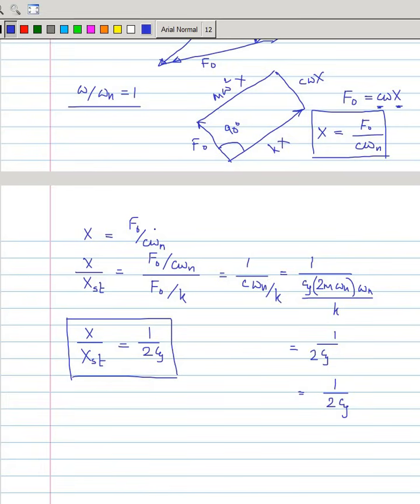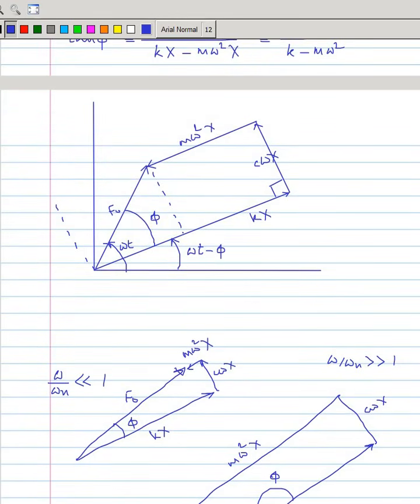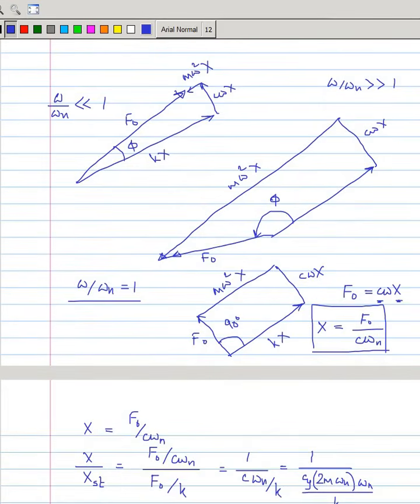So let us stop here, and we'll again continue in the next class. So this is the graphical representation. I think you now understand the graphical representation.